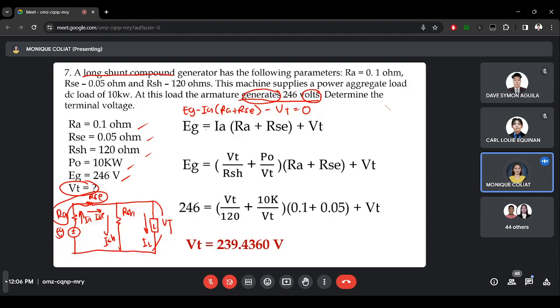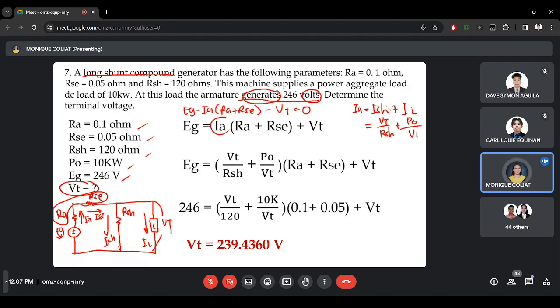So, I want you to simplify this equation. I-equate nyo kay VT because VT is the unknown parameter. So, please simplify. Don't use shift solve. Pagka ganito ang inyong sagot, mali yun. Again, shift solve is only for checking.